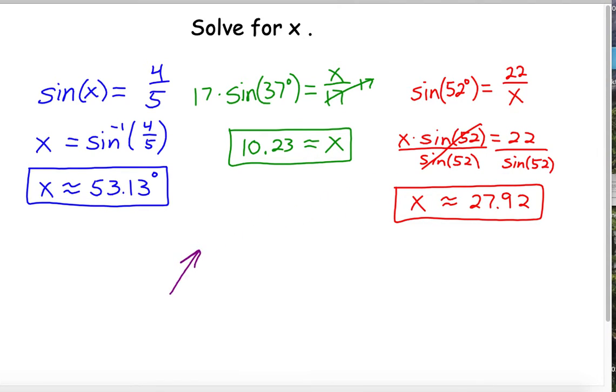All right, so the 3 different things. If you get your variable inside a trig function, you have to do the inverse trig function of the other side. If x is in the numerator of your fraction, just multiply the denominator to the other side and get your decimal approximation. If x is in the denominator, move it to the other side, divide by the trig function, and then use your calculator to get another decimal approximation.